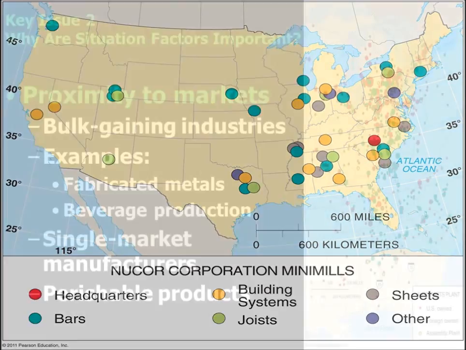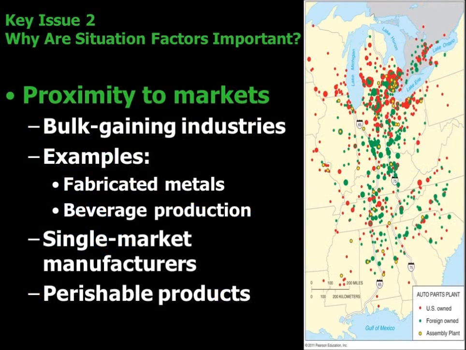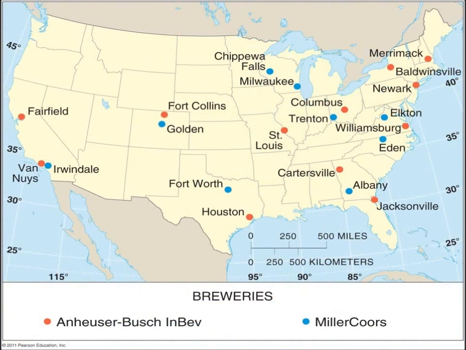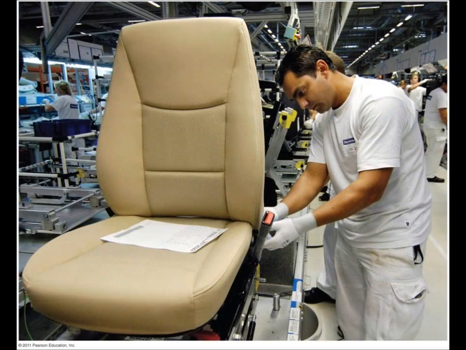Look at the role of bulk gaining industries and how their main thing is to minimize the cost of shipping. Look at that same example here in the U.S., how U.S. assembly plants are in the Midwest to minimize shipping costs, those bulk gaining industries. Look at the idea of fabrication plants and bulk gaining industries.